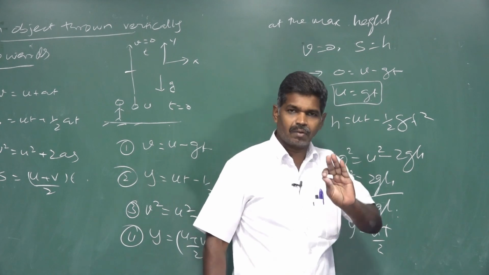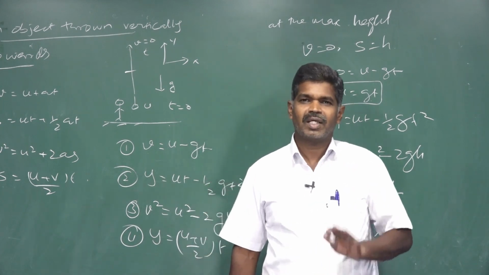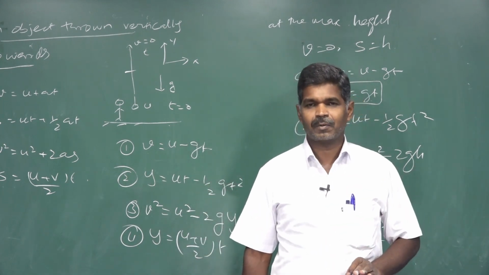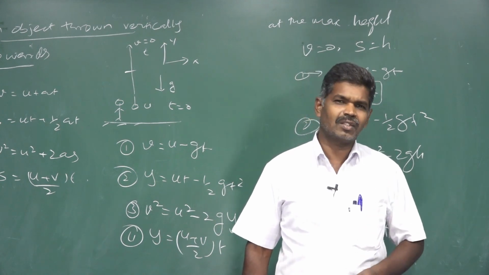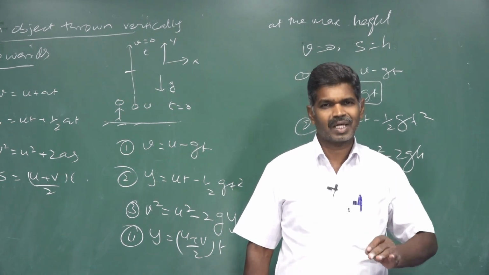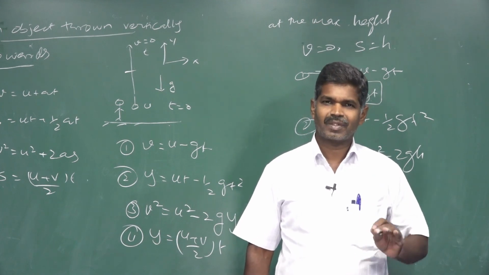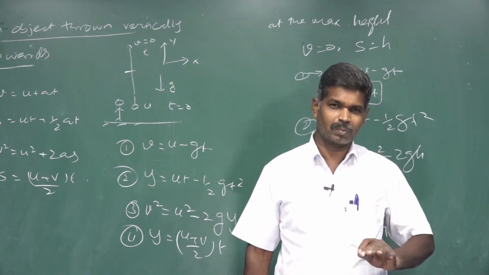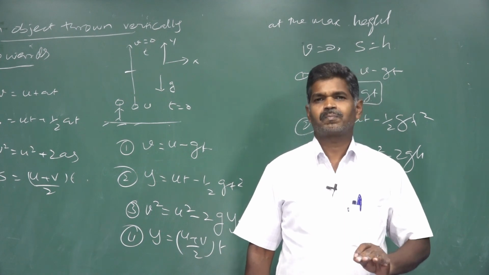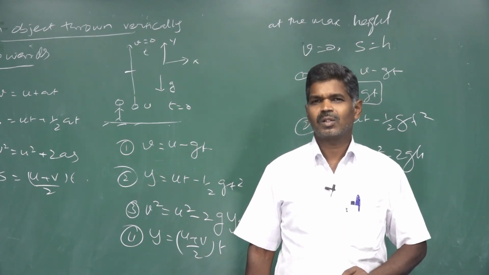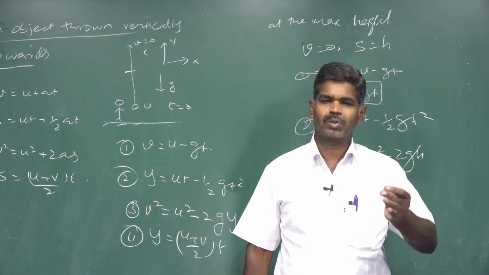Anyhow, we have 4 kinematic equations here. Very simple, we can recollect them. First equation is v is equal to u plus at. Second equation is s is equal to ut plus half at square. Then the third equation is v squared is equal to u squared plus 2as. Then the fourth equation is s is equal to (u plus v) divided by 2 into t.